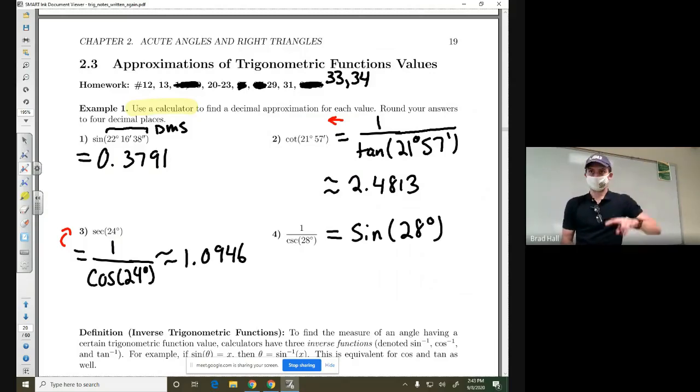So cosecant is 1 over sine, but 1 over sine, pretty much the reciprocals cancel. You end up reciprocating twice, and that cancels each other out. And then you could just throw this in the calculator.